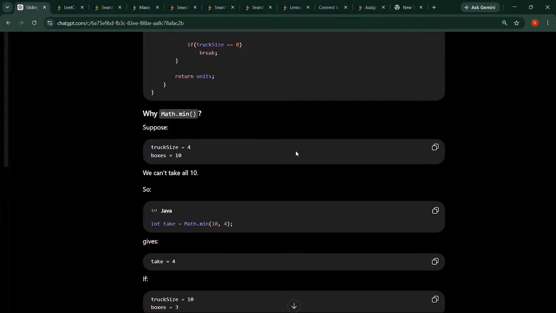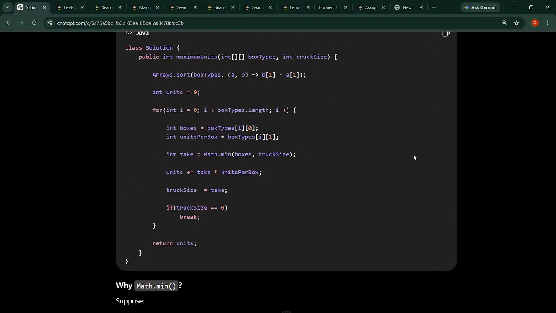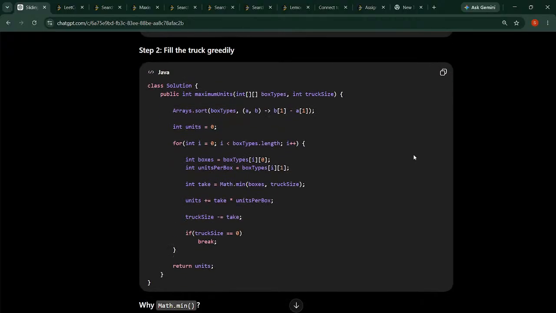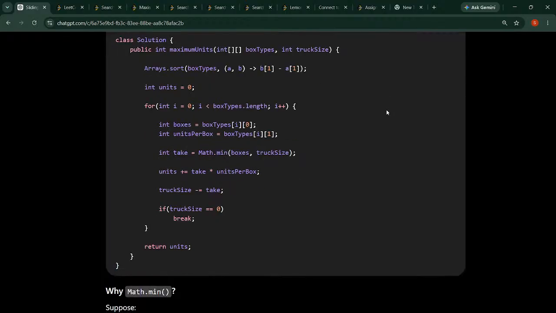I am taking a lot of help from ChatGPT, but I hope I will not take it in the further questions. Like, I have just started the greedy approach problems. Wow, you are a future teller, right? For i equal to 0, i less than box types length, i plus plus.